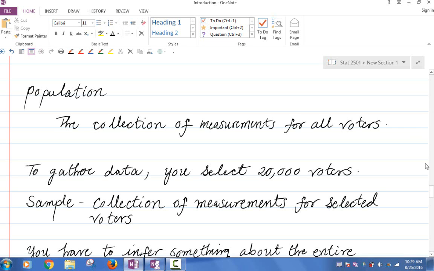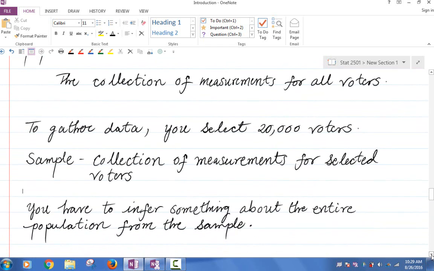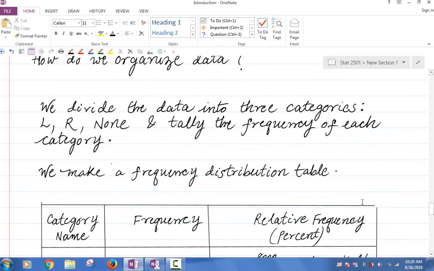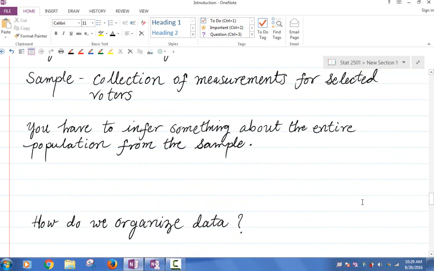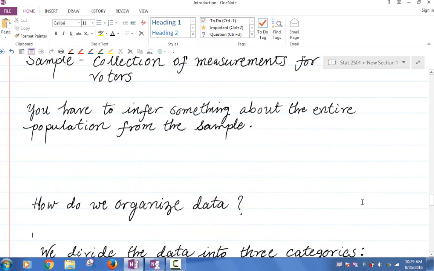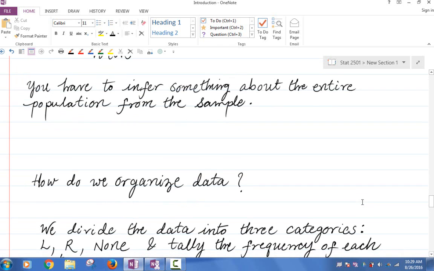So because of that, you just pick a small sample. Like I said, we are picking a sample. Again, a sample here is just a collection of measurements for selected voters. And you have to infer something about the entire population from the sample. That's the goal. And we pick 20,000 voters in the sample. The question is now, how do you organize the data?